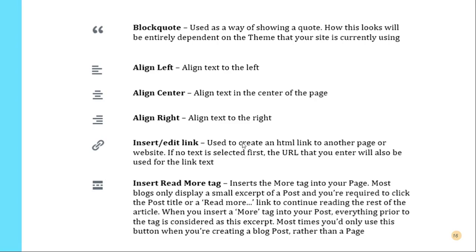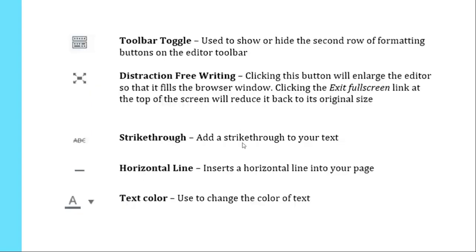When you insert a more tag into your post, everything prior to the tag is considered as an excerpt. Most times, you would only use this button when you are creating a blog post rather than a page. You have the toolbar toggle used to show or hide the second row of formatting buttons on the editor toolbar.